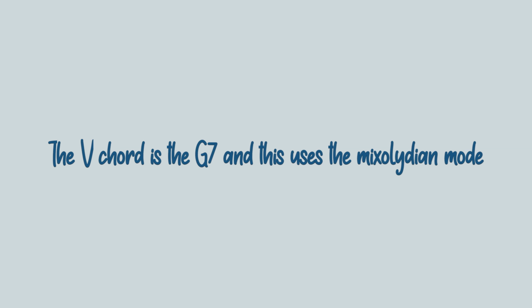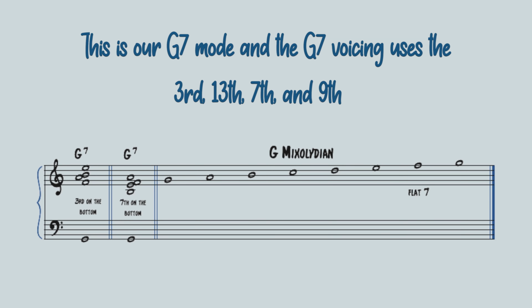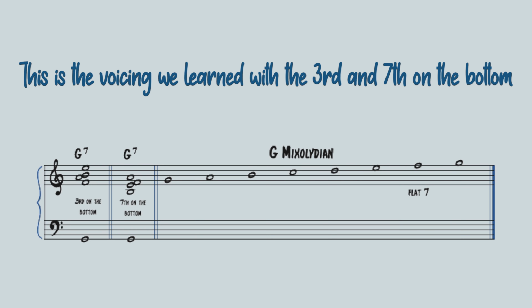The 5 chord is the G7, and this uses the Mixolydian mode. This is our G7 mode, and the G7 voicing uses the 3rd, 13th, 7th, and 9th. This is the voicing we learned with the 3rd and 7th on the bottom.